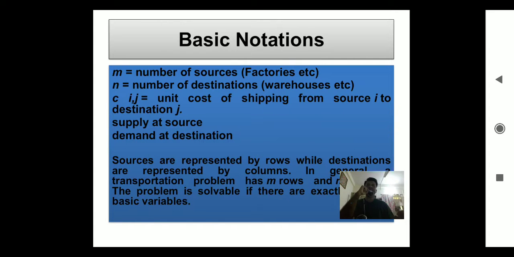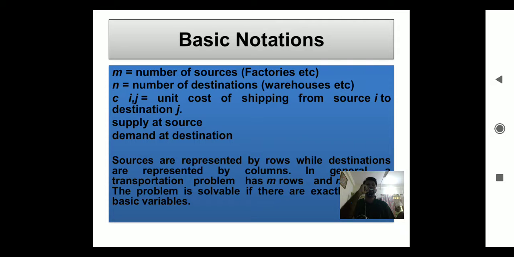Some basic notations: M equals the number of sources, that is rows, N equals the number of destinations, that is columns, Cij equals the unit cost of shipping from source i to destination j. The supply is given in row format and demand is given in column format. Sources are represented by rows while destinations are represented by columns. In general, a transportation problem has m rows and n columns.